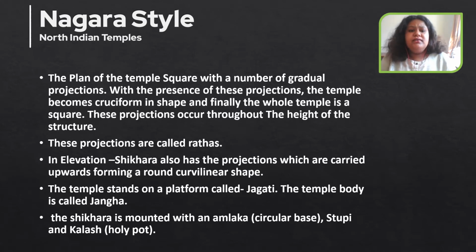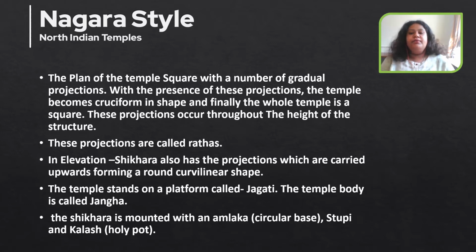These projections occur throughout the height of the structure. Sometimes they are called Urushringas and sometimes they are called Rathas. In the North Indian architecture, or in the Nagara style of architecture, they are referred to as Rathas, or projections. So when we talk about the elevation, the Shikhara also has projections, which are carried upwards forming a curvy linear shape. Now when you view a temple from the frontal view, a curvy linear or concave form of Shikhara will be there. Now the temple stands upon a platform called Jagati.